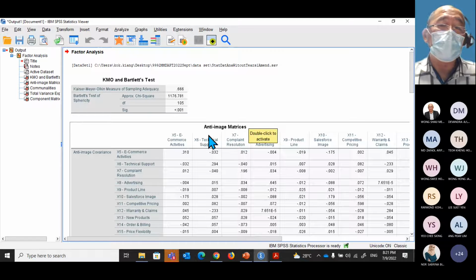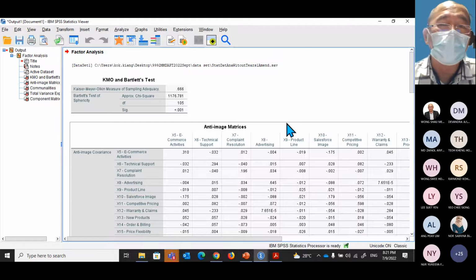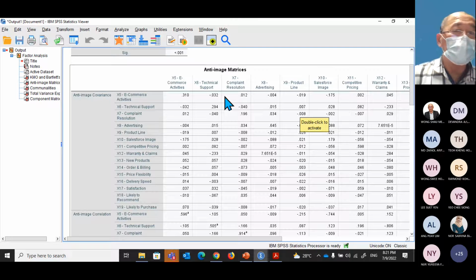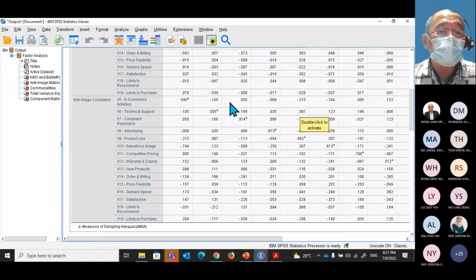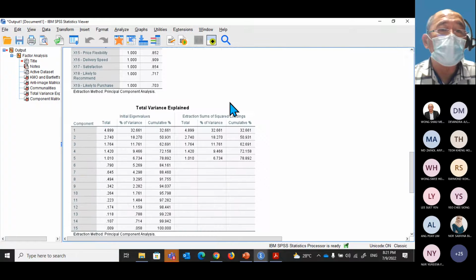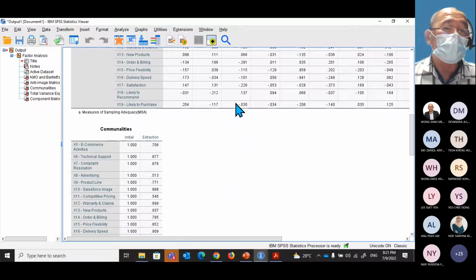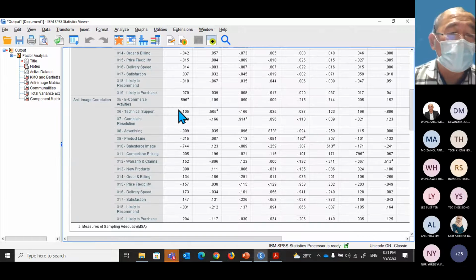So can you see here, anti-image matrix? It's one kind of matrix. If you want to know the meaning, you can check, but we see this only. So the rest we see later. We see this one first.